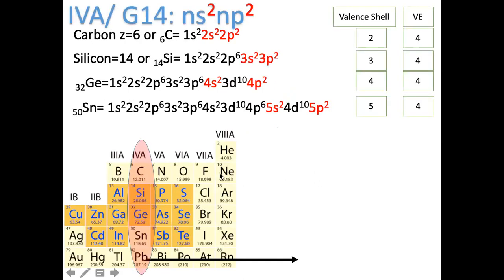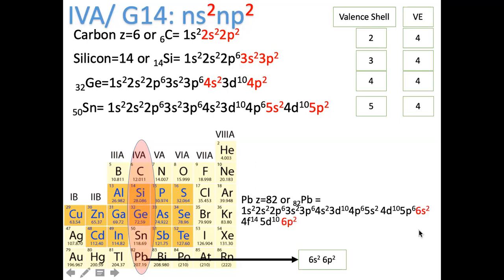Next, the carbon group. Same pattern for the carbon group. 2s2, 2p2, 3s2, 3p2, 4s2, 4p2. So 4A, we're going to end up in p2. And then 5s2, 5p2. Notice that the valence electron is 4 because when you add these electrons, that would be 4. Now, can you guess what would be the ending of lead? If the ending that comes to your mind is 6s2 and 6p2, then you are right. Let's try to do the electronic configuration. This one will be the electronic configuration of lead, which has 82 electrons.